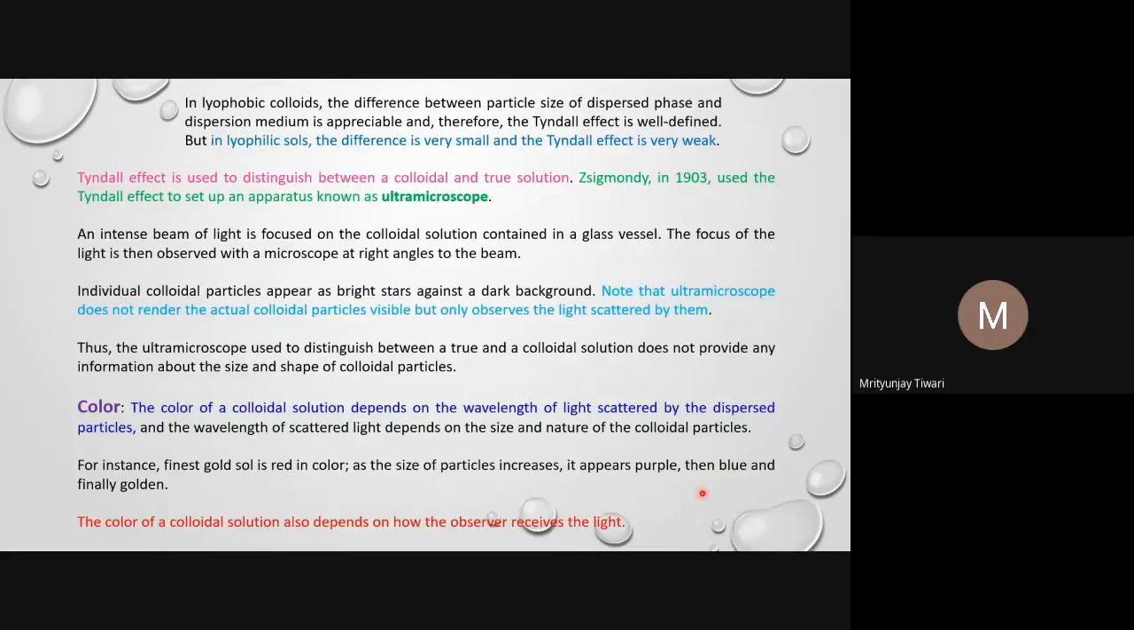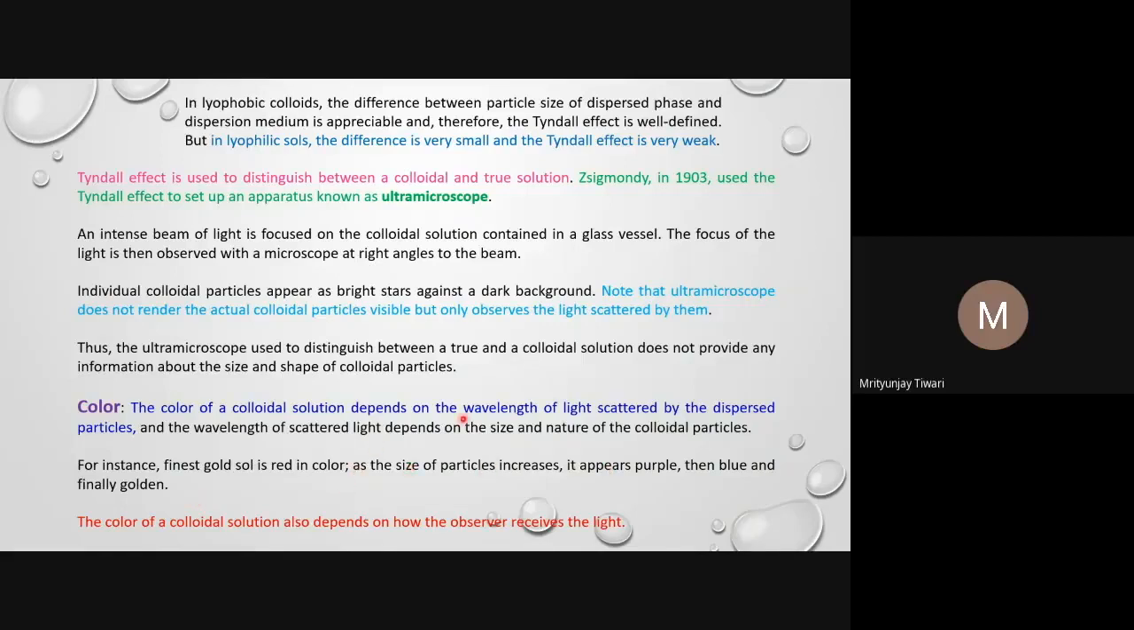Then we discuss the color of colloidal solutions. We have seen the color of the solution depends on the wavelength of light that is scattered by the dispersed phase particles. Light is absorbed by the dispersed phase particle, then it is scattered. The wavelength of the scattered light actually decides what color we perceive for the colloidal particles.